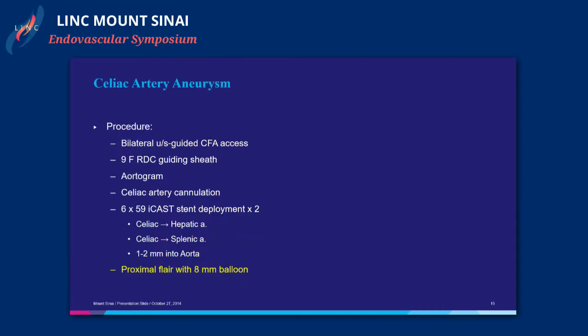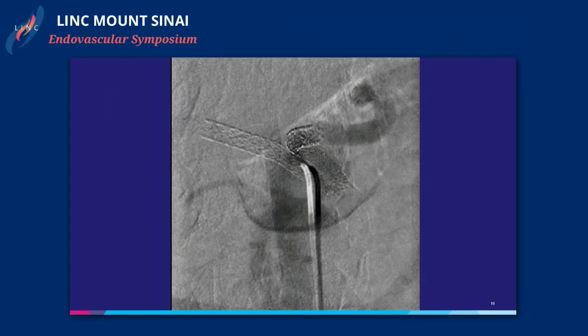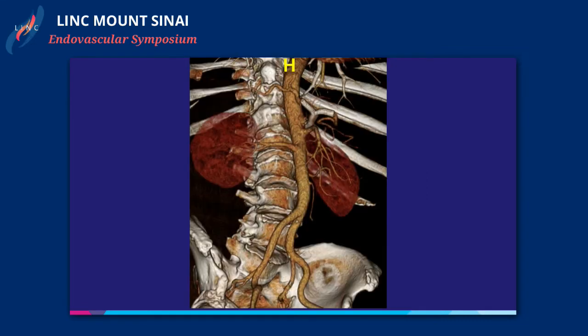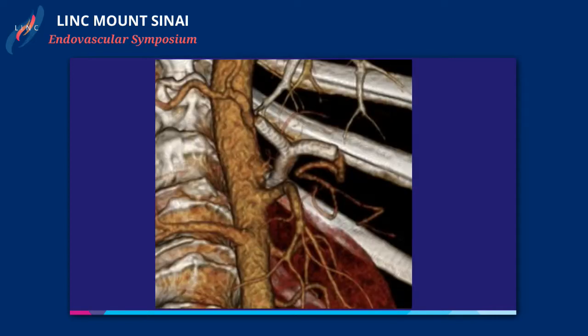Flared them proximally with an 8mm balloon, and had successful perfusion of both the splenic and the hepatic arteries at the conclusion. On follow-up CT, you can see the 3D reconstruction here of the double D configured stents proximally and their extension into the hepatic and splenic, respectively. A little closer up view of it.